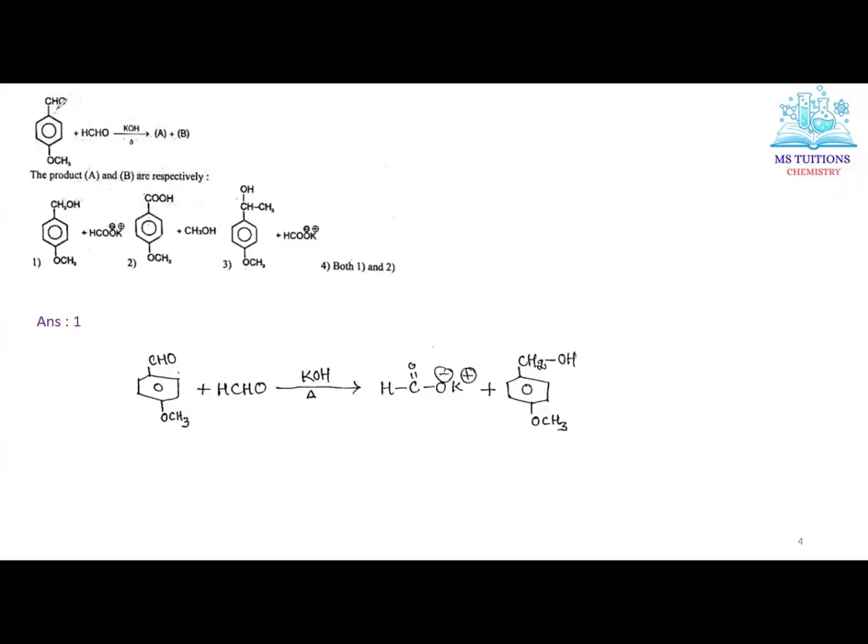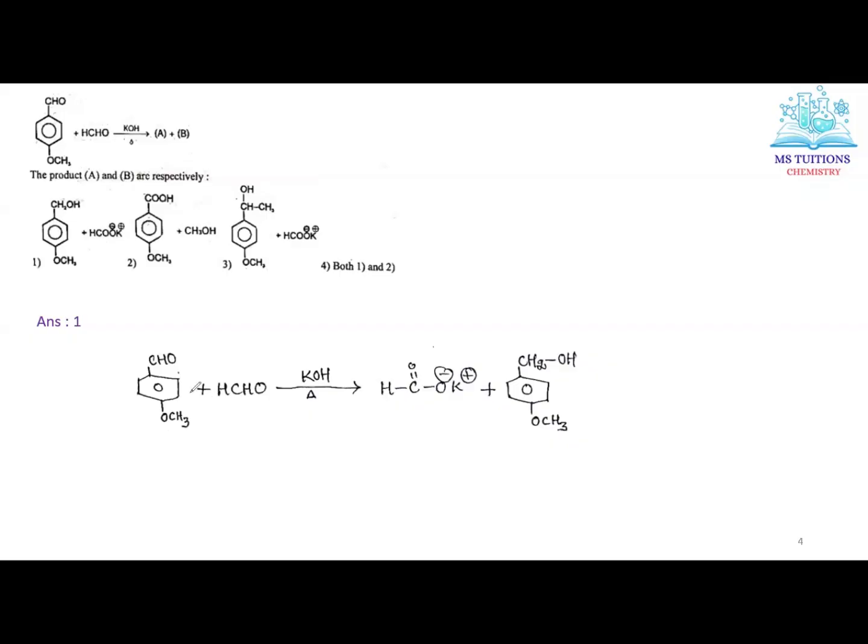So on benzene ring, CHO and OCH3 both are present para to each other. It is reacting with formaldehyde in presence of KOH followed by heating. So products A and B will be formed. What are A and B? That is the question. So here if we see these two clearly, it is showing Cannizzaro reaction, right? Because both the aldehyde groups are present here without any alpha hydrogens, and in presence of alkali, reaction is taking place. So it undergoes Cannizzaro reaction.